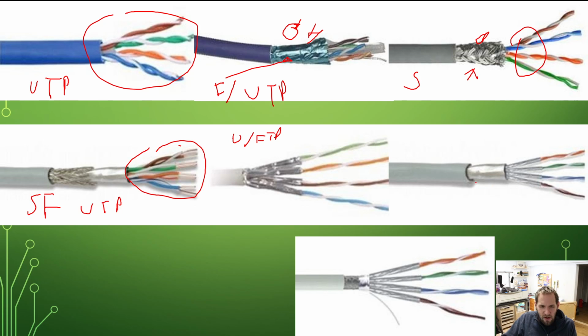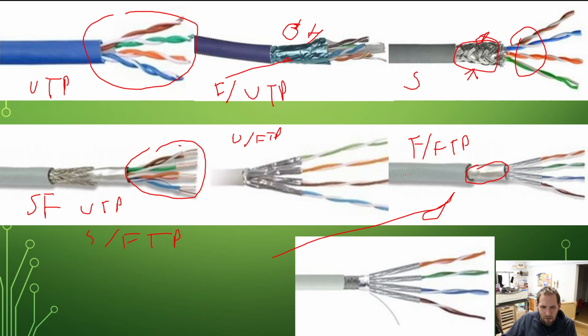Our next option is F/FTP. So now we have both foil around all four pairs as well as foil around the individual pairs. I am missing SFTP, shielded foil twisted pair, because the website I got these pictures from didn't have it. It actually used the exact same picture there, which kind of annoyed me. But just imagine this braided wire instead of that foil there.